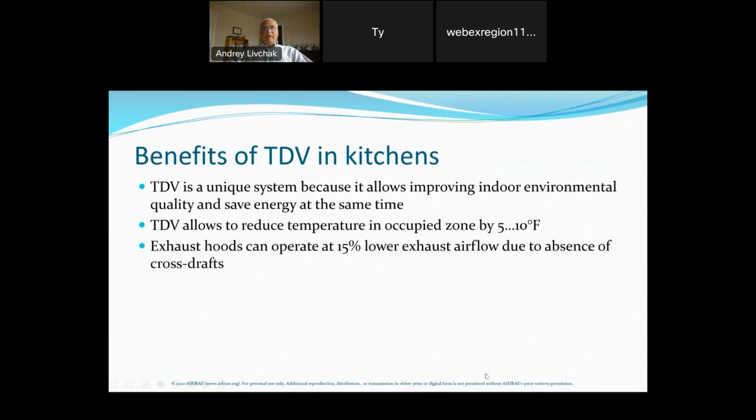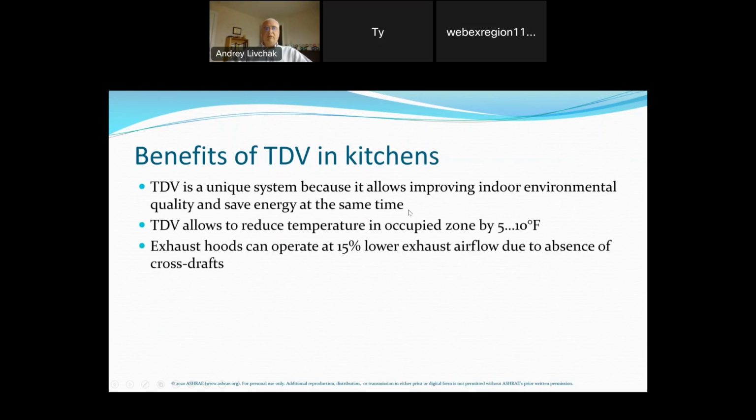In summary, benefits of thermal displacement ventilation in kitchens. It's a unique system because it allows improving indoor environmental quality and also saves energy at the same time. As I mentioned, we can achieve lower temperature in the occupied zone with the same temperature, or if we shoot for the same temperature, in both cases, we could increase supply air temperature.